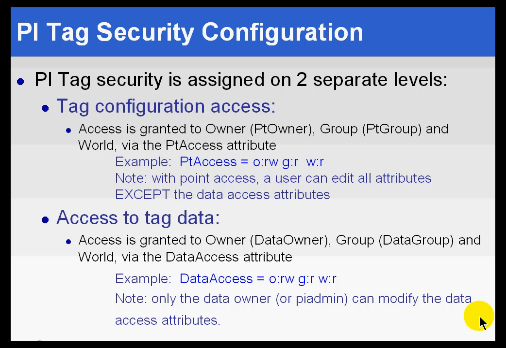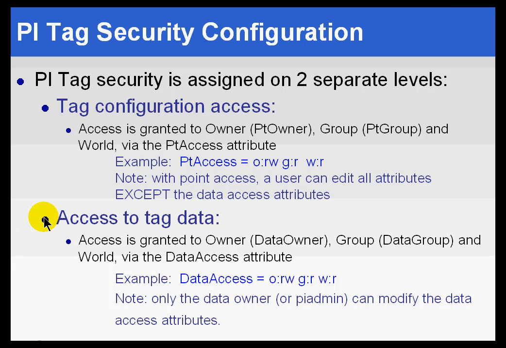Tag security is actually split into two different issues. The first issue is who has access to the configuration of the tag. Now by configuration we're talking about things like the description of the tag or the zero and span of the tag. We're not talking about the data that's associated with the tag just yet.